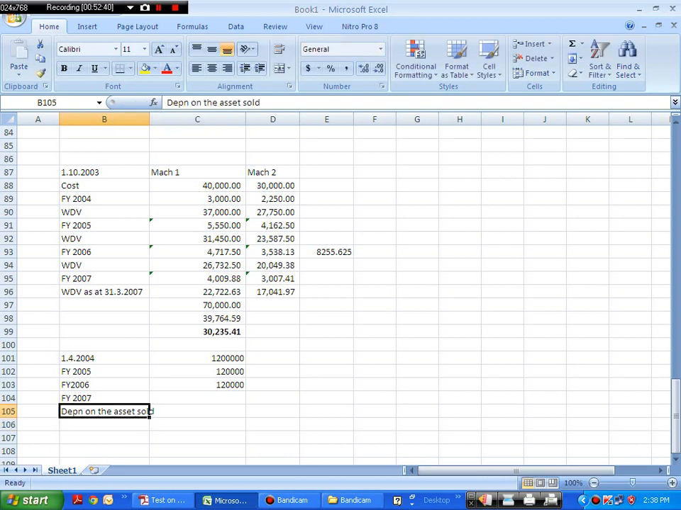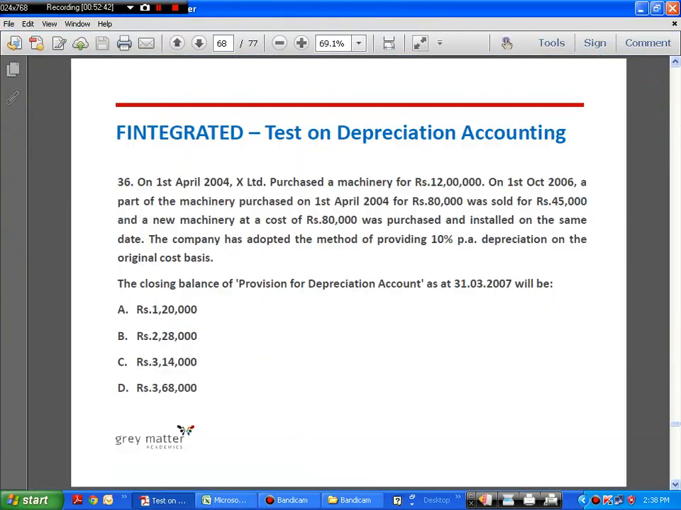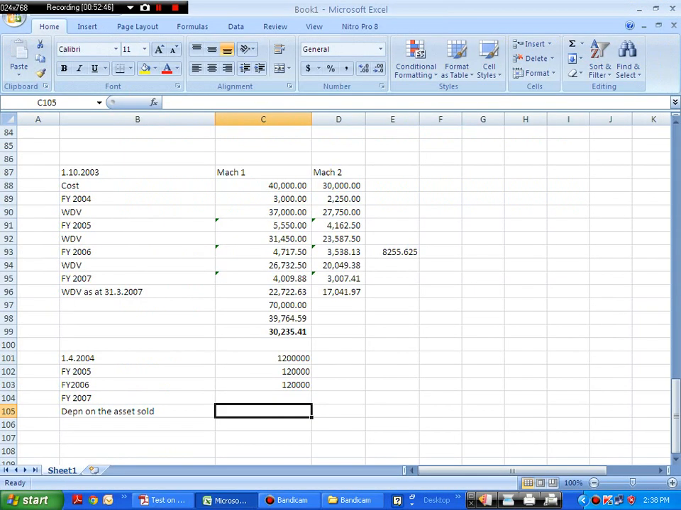Depreciation on the asset sold will be 80,000 into 10% for 6 months. It will be on 80,000 because the depreciation is on original cost and the asset has been used only for 6 months. So on the sold asset it will be 4,000 rupees.